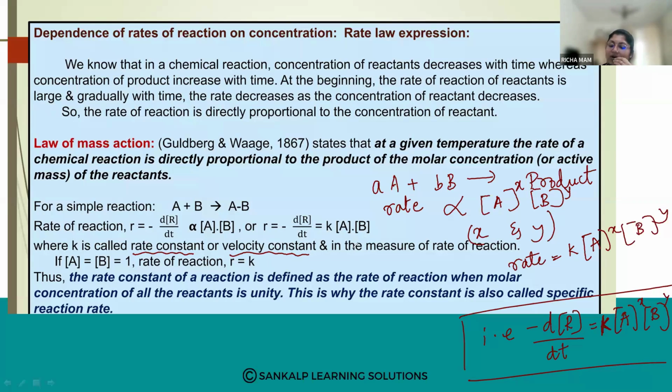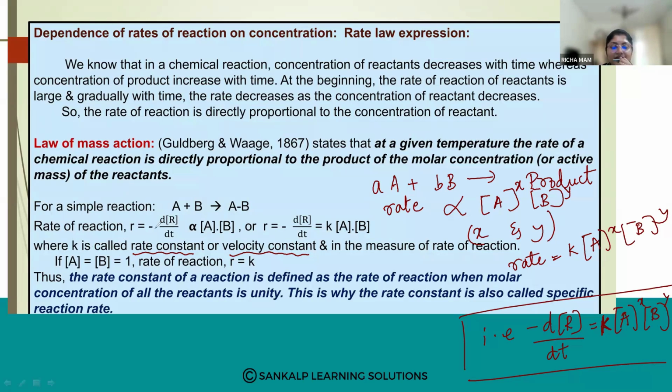So what is the rate law? The rate law is the expression in which the rate of the reaction is given in terms of molar concentration of reactants, such that each concentration term is raised to a power which may or may not be equal to its stoichiometric coefficient in the balanced equation. This is the rate law expression. It is defined as the rate of reaction when the molar concentrations of reactants are such powers, which may or may not be equal to the stoichiometric coefficients.